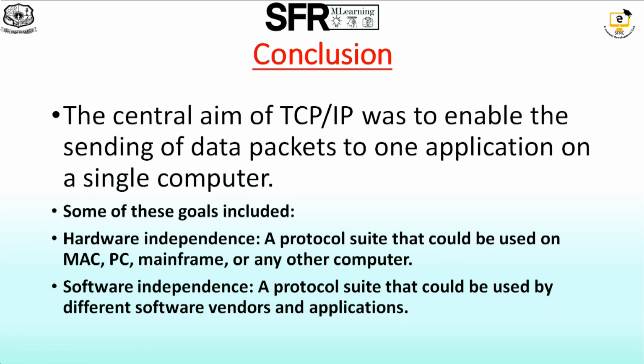From this we conclude that the central aim of TCP/IP was to enable the sending of data from one application to another on a single computer. Some of these goals are hardware independence, like a protocol suite that can be used on a Mac, PC, mainframe or any other computer, and software independence, a protocol suite that could be used by different software vendors and their applications. So the TCP/IP reference model is used to form an internet, used to send data from mobile to mobile or any other devices using these protocols.